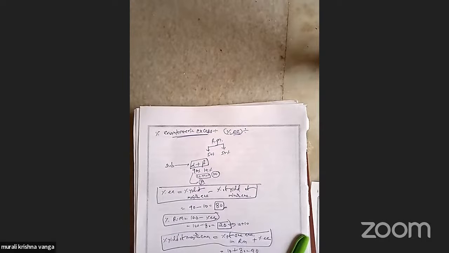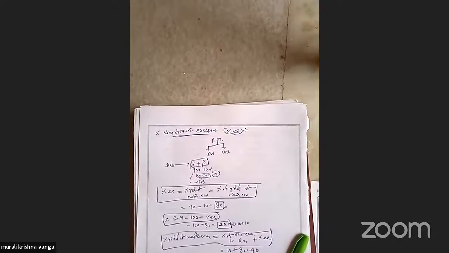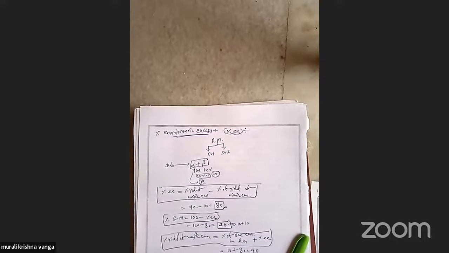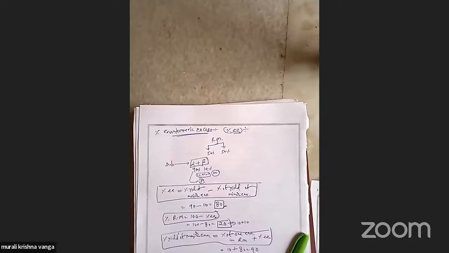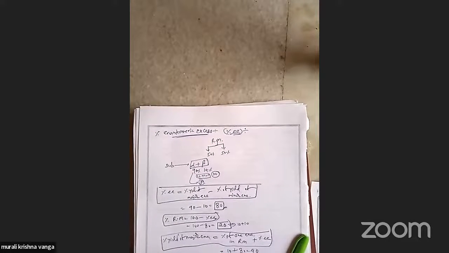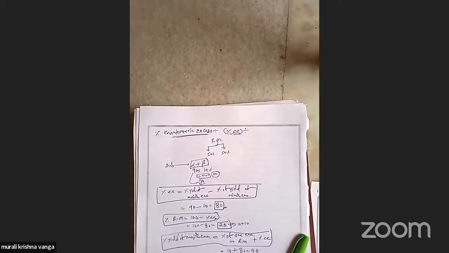So like this, these three principles are useful in the calculation of percentage of enantiomeric excess. Percentage of enantiomeric excess is percentage of yield of major enantiomer minus percentage of yield of minor enantiomer. Percentage of racemic mixture is 100 minus percentage of enantiomeric excess. Percentage of yield of major enantiomer is percentage of one enantiomer in racemic mixture plus percentage of enantiomeric excess. These are the three principles in the calculation of percentage of enantiomeric excess.